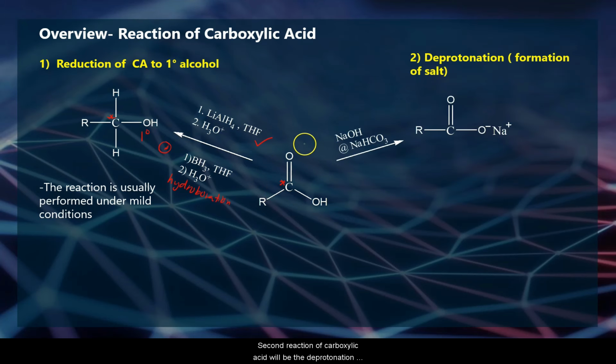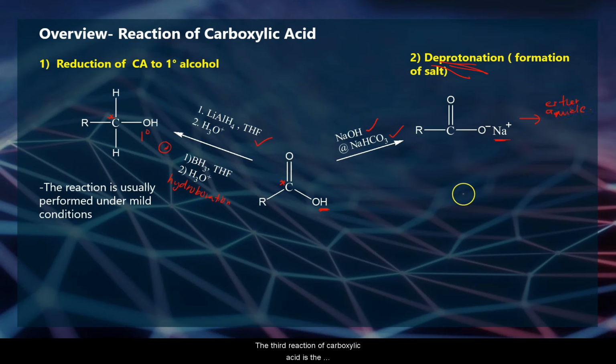Second reaction of carboxylic acid will be the deprotonation. In this reaction, carboxylic acids react with bases such as sodium hydroxide or sodium methoxide to form carboxylate salts in which the hydrogen of the hydroxyl group is replaced with a metal cation. Further reaction of carboxylate salt with other reagents could form the carboxylic acid derivatives such as an ester and amide.